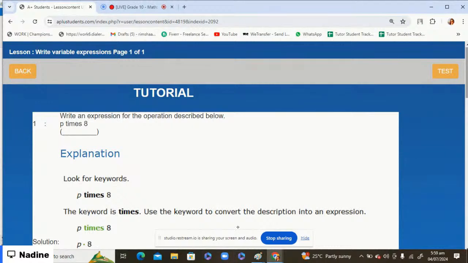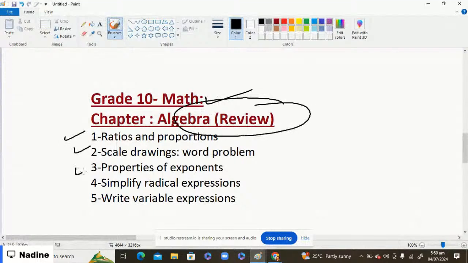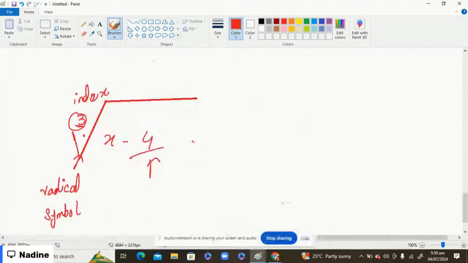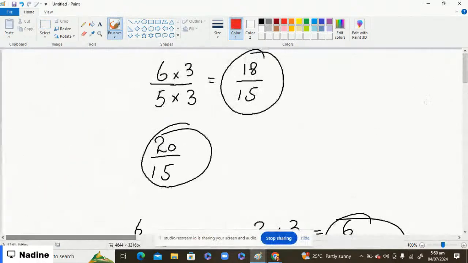So today we discussed grade 10 maths. This is the name of the chapter and here are the 5 lessons. Today we discussed ratio and proportions, then scale drawing, word problems, which you can do by yourself. Then properties of exponents we discussed, then simplify the radical expressions, then write the variable expressions. These are all so much easy. You can also practice on radical expressions.